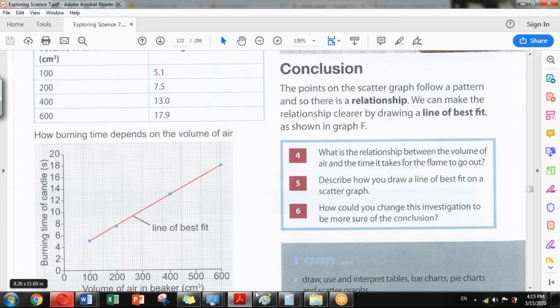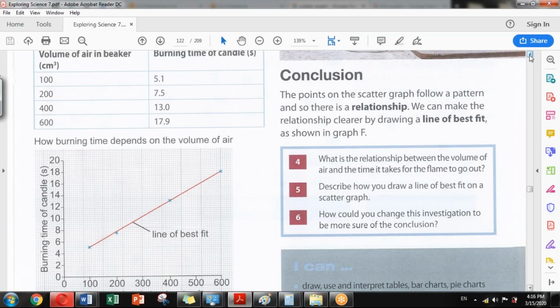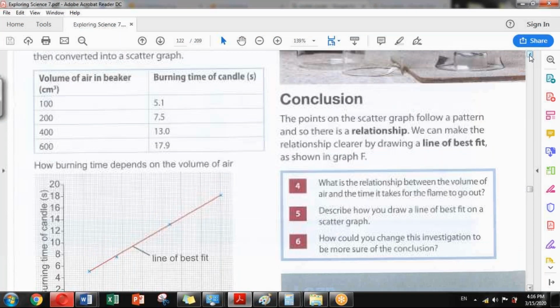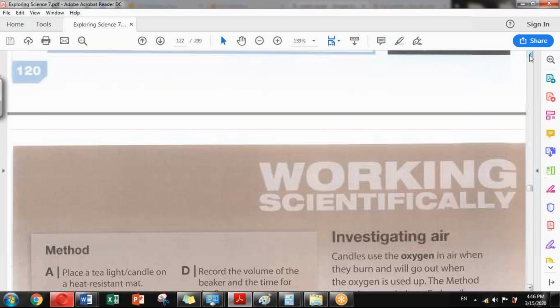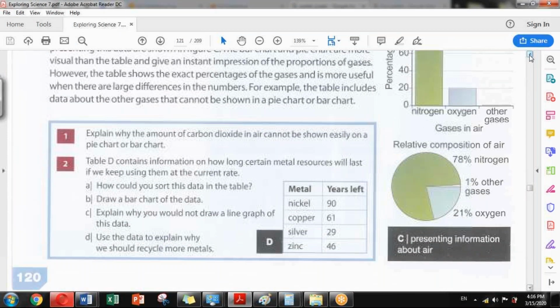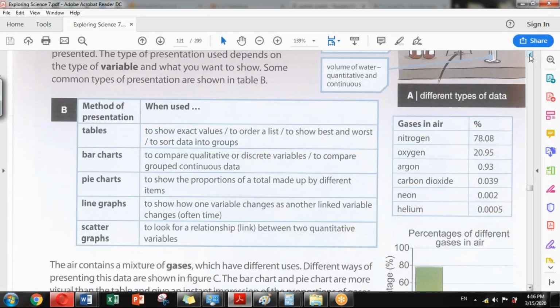For more detailed information, because it's a math topic, you can ask your math teacher, guys, but at least today in this lesson you learned in science what kind of methods can be used to present your information, your data: with table, with bar chart, with pie chart, with line graphs, scatter graphs. All of them are used in science.